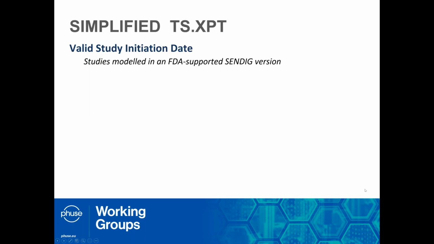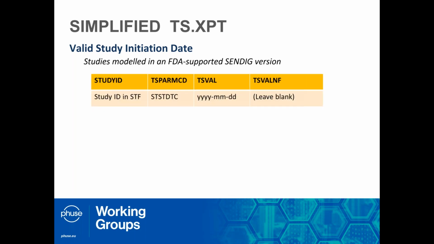Okay, so now let's talk a little bit more about the simplified ts.xpt, for which there are two general uses. The first is for studies that are modeled in an FDA-supported SENDIG with a valid study start date that is prior to the SEND requirement date. And this is what your simplified ts.xpt would look like. You'd include the study ID that is in your study tagging file. You'd use the TSPARMCD for study start date, and you'd include the study start date in the TSVAL field in the ISO 8601 format, leaving TSVALNF blank.